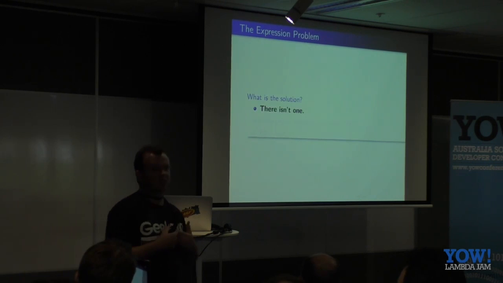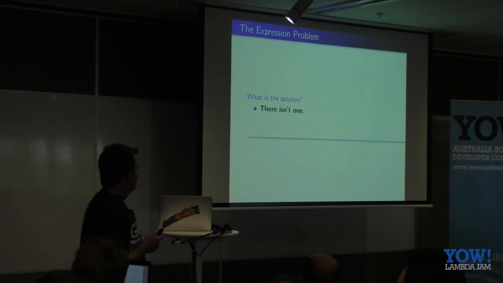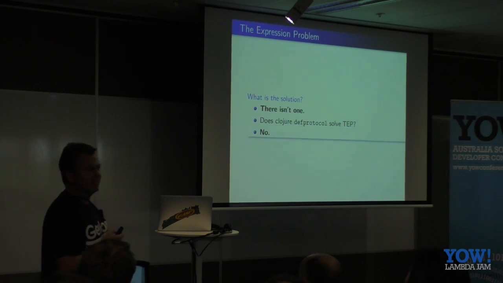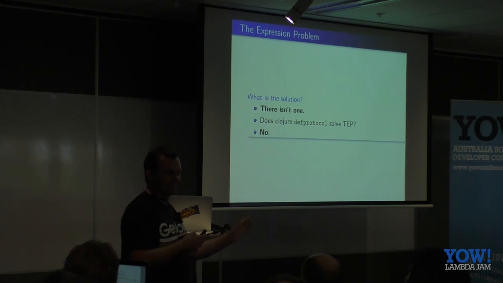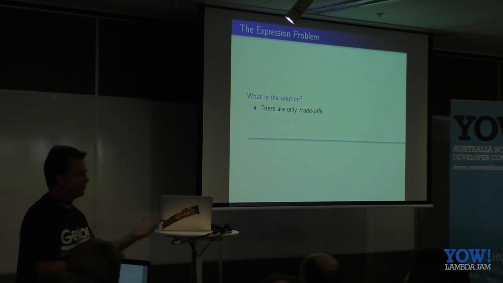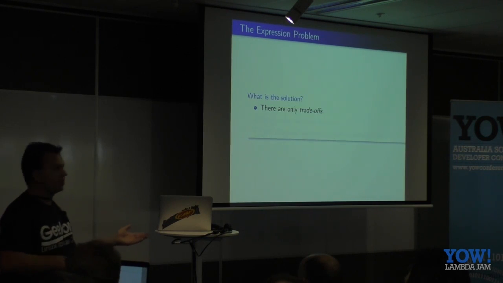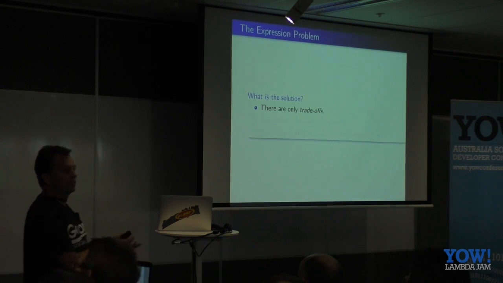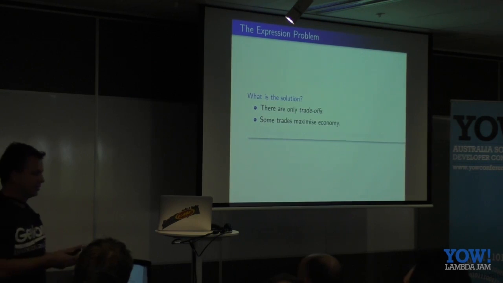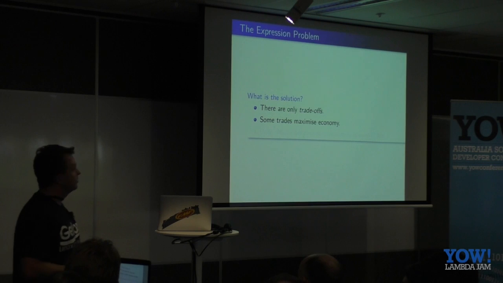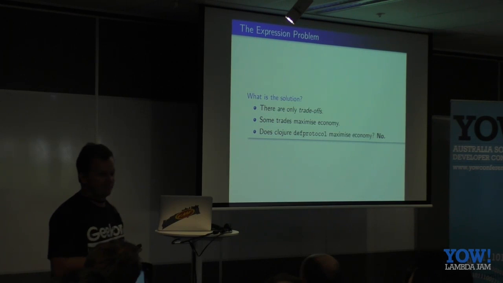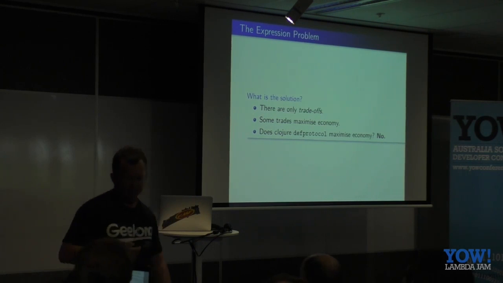I believe that there isn't one. I believe that you have to keep trading off. This is a question that has been asked of me, and I think the answer is no. For those of you who have asked it, the answer I think is no. As simple as that. I think there are only trade-offs. We can only trade off adding constructors to our data types versus having to update our functions that reference those to achieve exhaustive pattern matching. Some of those trades try to achieve economy in both directions, and does that one achieve maximal economy? I still think the answer is no. There are those of you in the room who know why I'm answering that question.